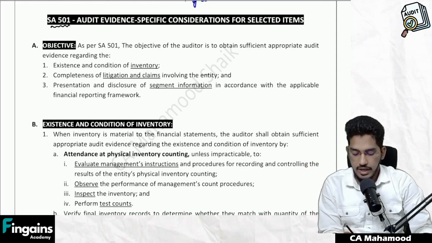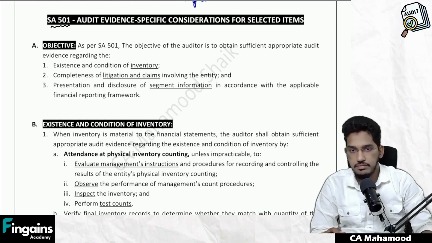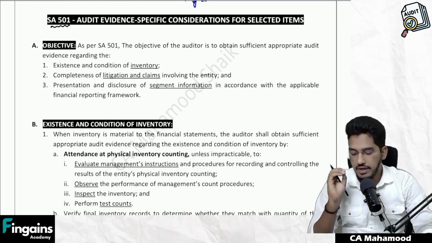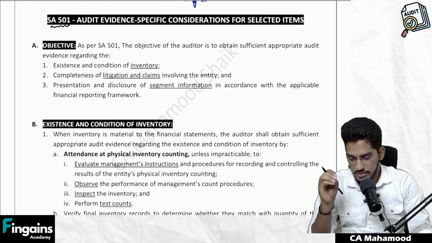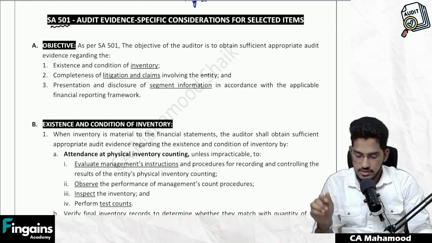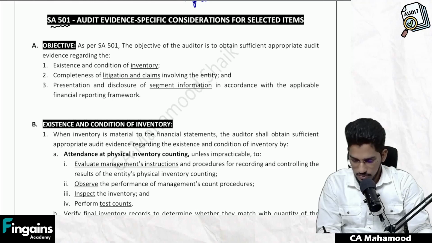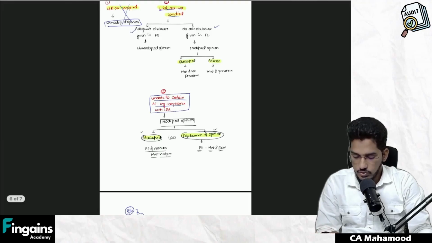If you have a look at the title of the standard, this standard is going to talk about audit evidence, specific considerations for selected items. So what is the title? Repeat everybody along with me. The title of SA 501 is audit evidence, specific considerations for selected items. So what does this standard deal with? This standard is going to talk about audit evidence.